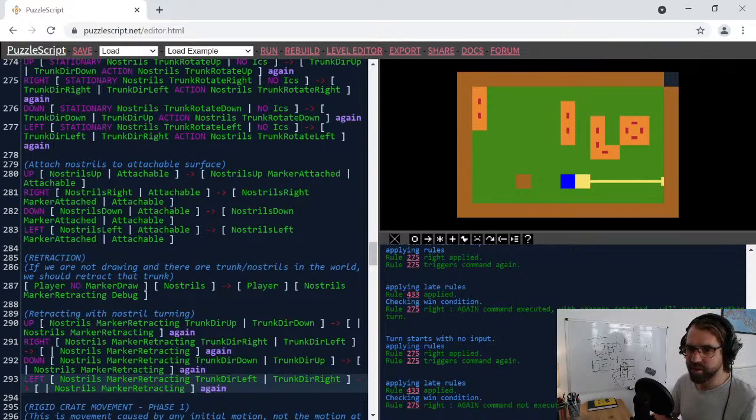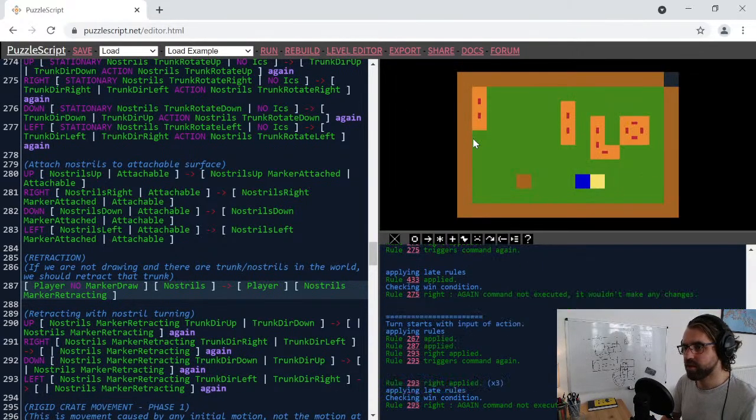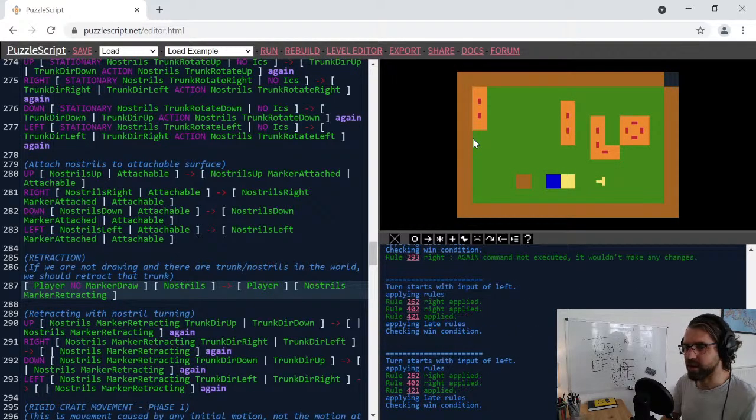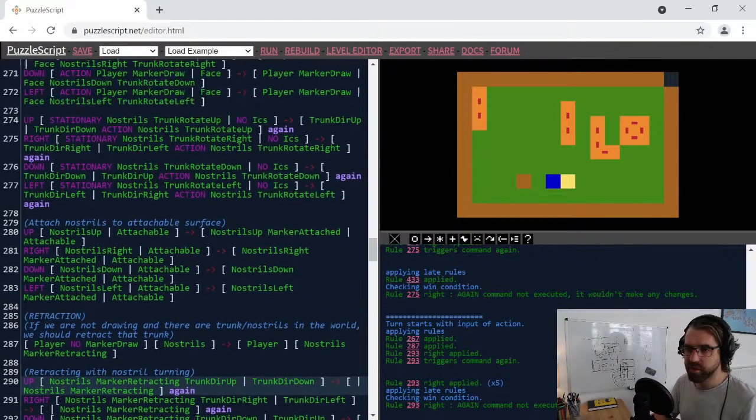Oh, why did I put that debug there? Okay. Why does that happen? I'll figure that out in a second. But yeah, okay, so it's unwinding the whole thing, so it's repeating over and over again. So guess what I should do? I am using actions up there for the nostrils, but I could just remove the action from the nostrils there.